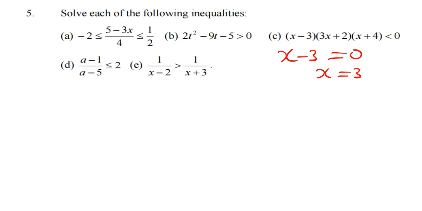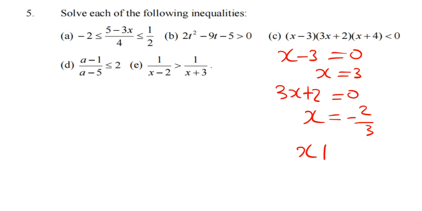Then you get the other equation, 3x plus 2, you equate it to 0. So in this case, what will be x? X will be equal to, when the 2 goes to the other side, it will be negative 2 divided by 3. Then we get to the other one, x plus 4. We equate it to 0. So x will be equal to negative 4. Alright, so that is what we have.